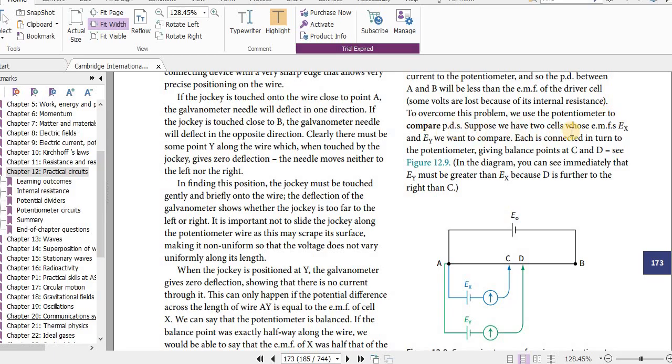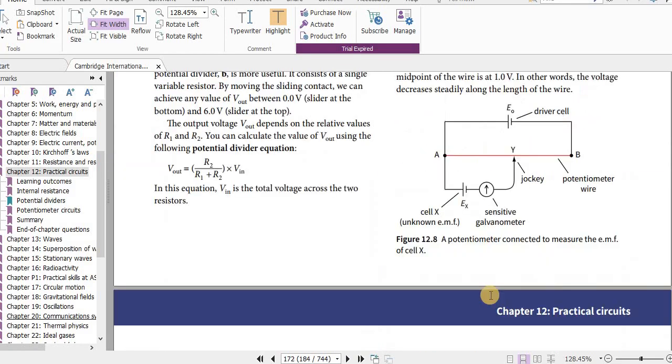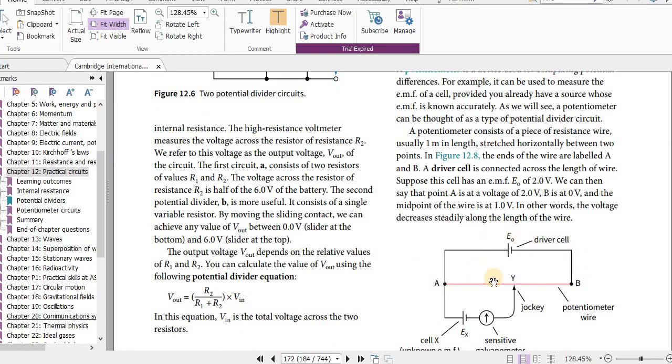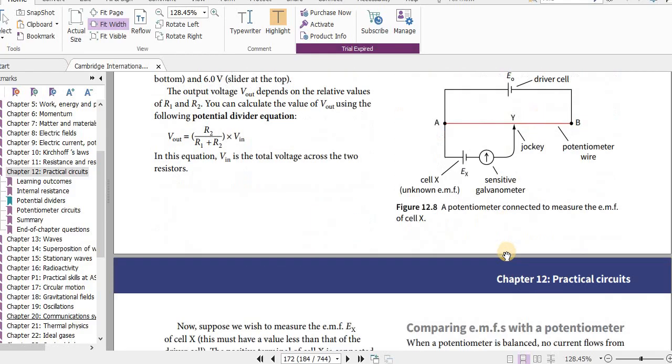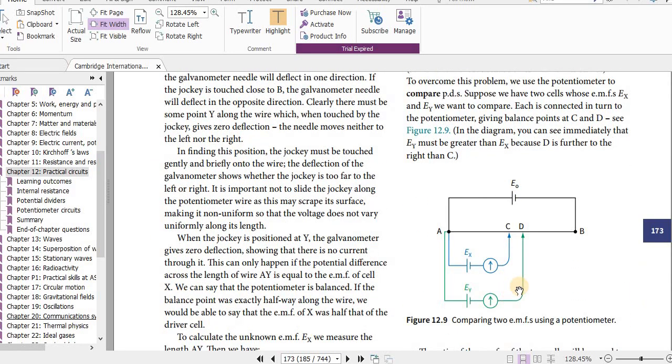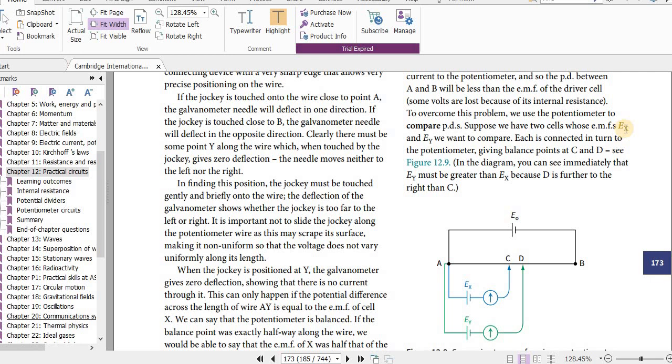Suppose we have two cells. This method can be used to overcome that, but here there is an internal resistance. That's why it's a better method to use this one. Suppose we have two cells whose EMFs EX and EY we want to compare. Each is connected in turn to the potentiometer, giving balanced points C and D. See figure 19.2. In the diagram, you can see immediately that EY must be greater than EX because D is further to the right than C. The length AD is longer than AC.